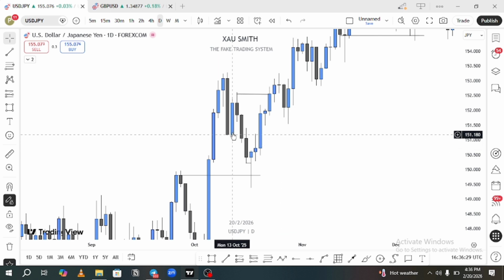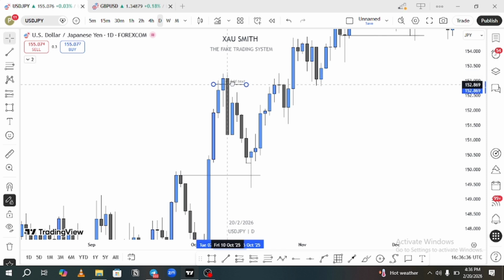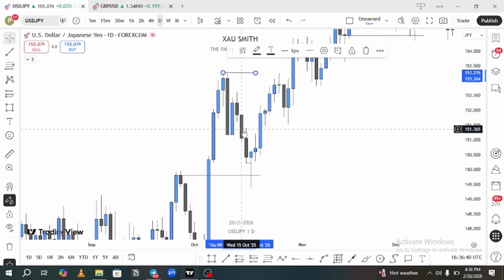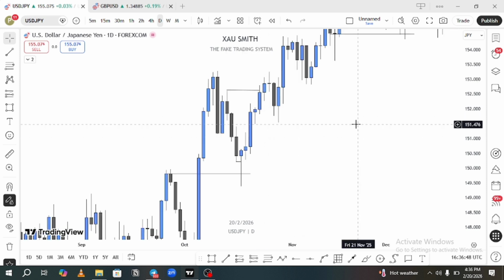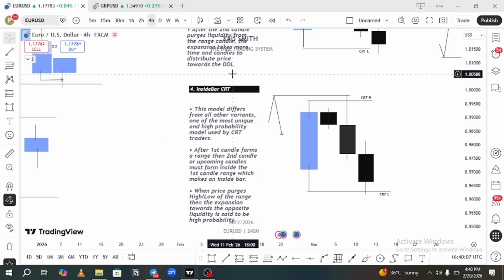If this candle too was also a bearish candle, then we would have been able to target the high of this candle, provided they are all the same bearish candles coming down. But in this case we have a bullish candle here, so it has intervened. So then we'll be using this one as our drawn liquidity. So this is just like a multiple CRT candle. All right, so let's have the last one, which is the inside bar CRT.